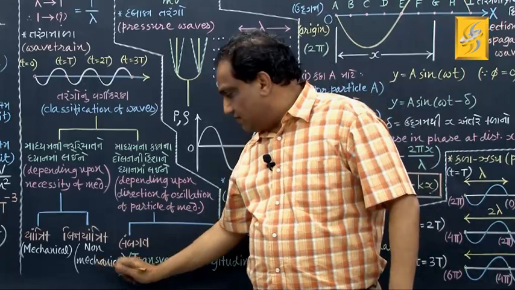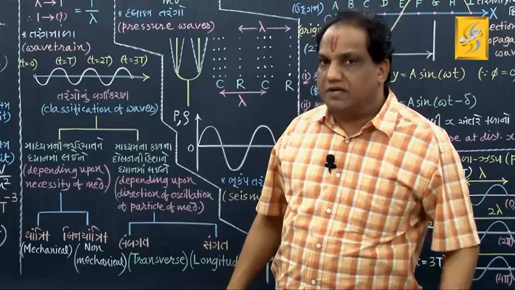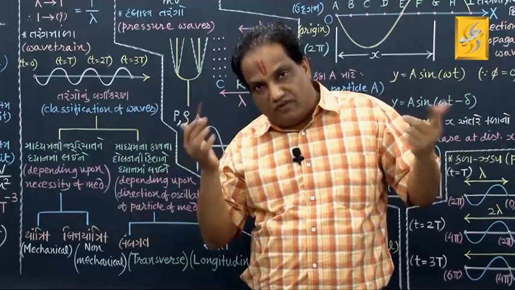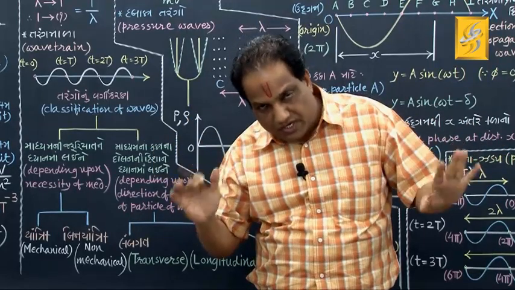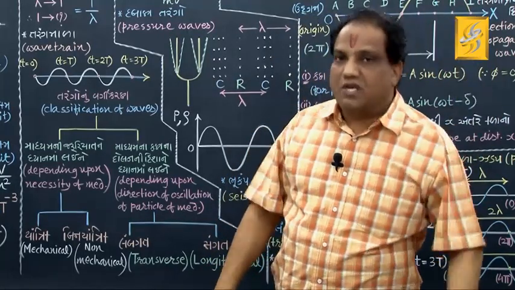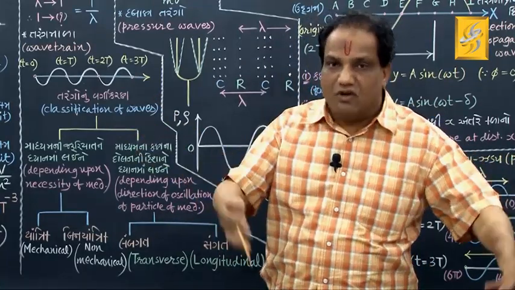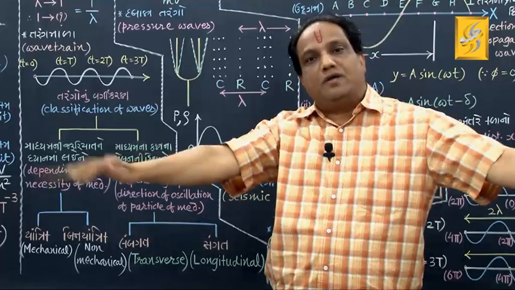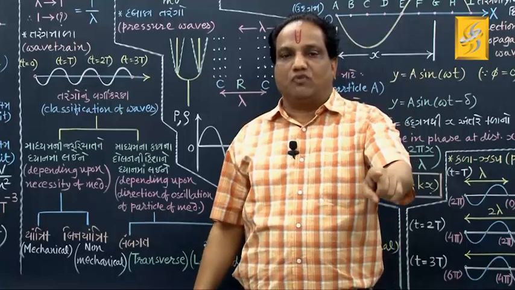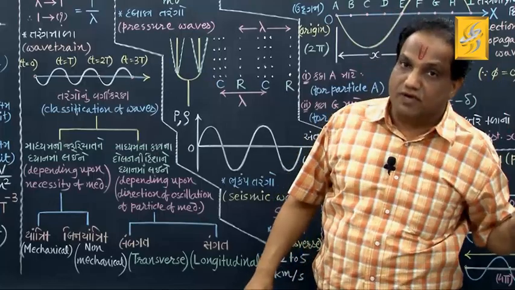What about non-mechanical waves? A wave for the propagation of which no medium is required is called a non-mechanical wave. For example, electromagnetic waves, in which light waves are already accommodated. Electromagnetic waves are those waves which can propagate even in vacuum. In the absence of all types of media, in vacuum also they can propagate, meaning thereby for their propagation no medium is required. That's why they are called non-mechanical waves, correct? Waves for the propagation of which no medium is required are called non-mechanical waves. Simple.